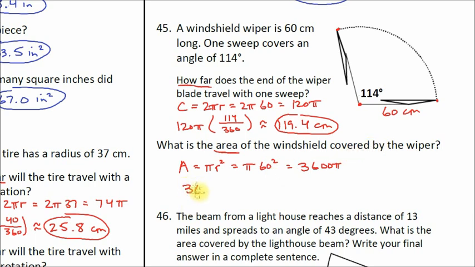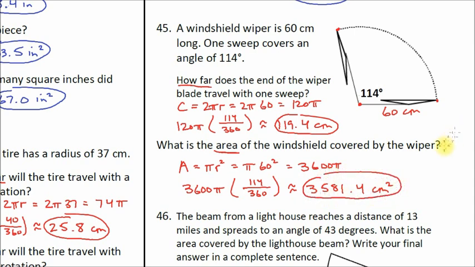We take our total area and multiply it times the fraction that we want, which is still 114 degrees out of a total of 360, and you will get approximately 3,581.4. Now this is area or sector area. That means we have squared units or centimeters squared. There's the answers. Question number 45.